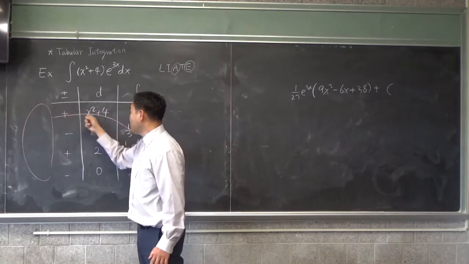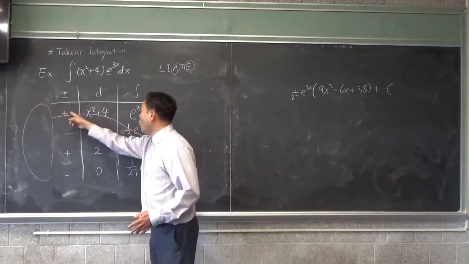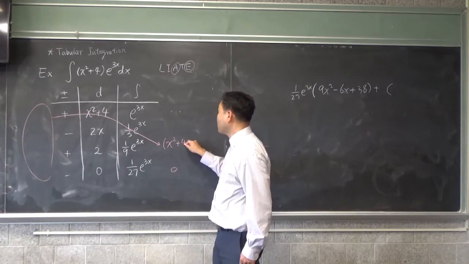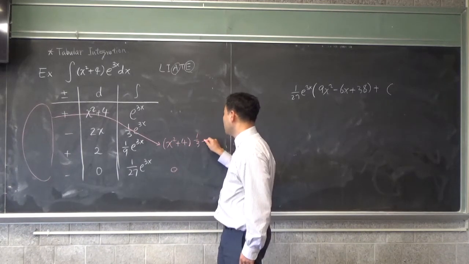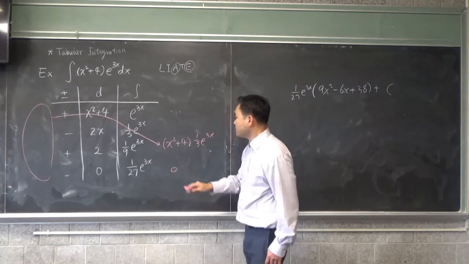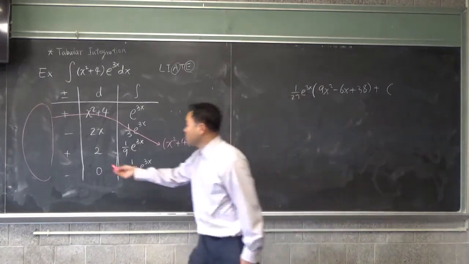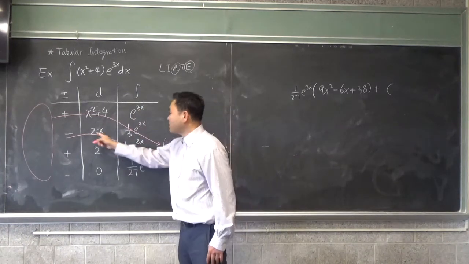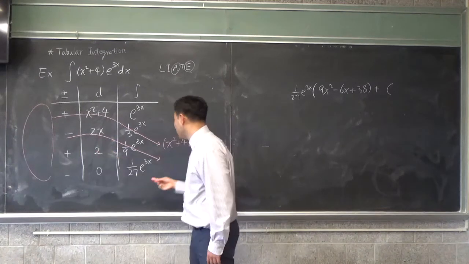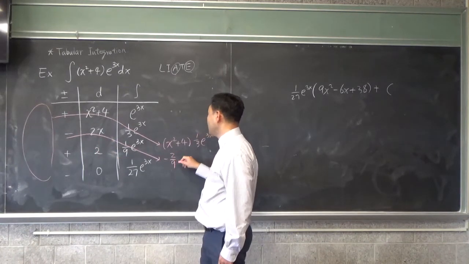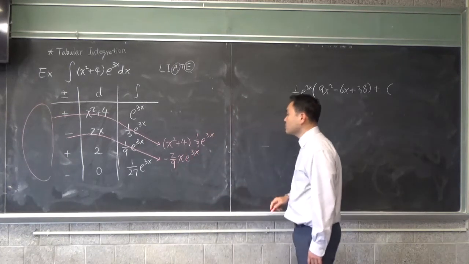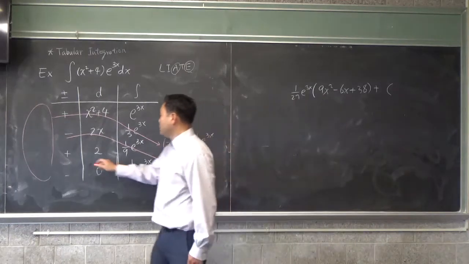Same level, falls down, and all this gets multiplied, so you get x squared plus 4 times 1/3 e to the 3x. And then another one, just like that. And then 1/9 times 2 is 2/9. There's a minus, so it's negative 2/9, x times e to the 3x.